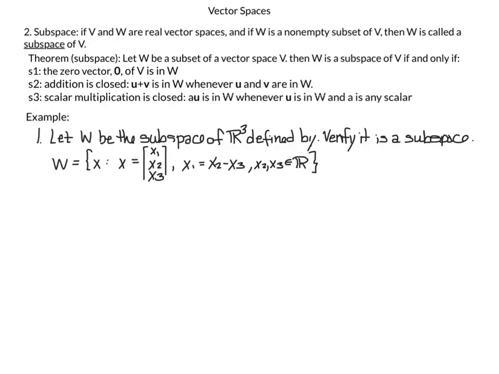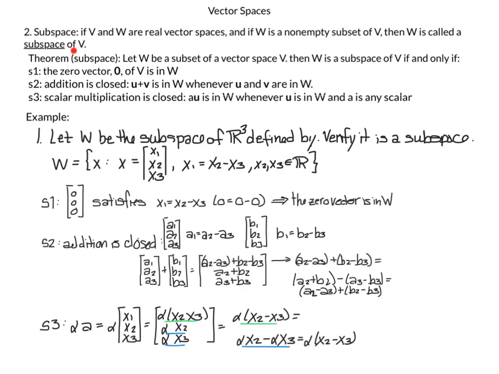So our first example: let W be the subspace of R3 defined by W equal to vectors x, where x is equal to x1, x2, x3, where x1 is equal to x2 minus x3, and x2 and x3 are just real numbers. We want to verify it is a subspace. By our theorem, we have these three things to verify. First, we need to show that the zero vector is in W. In other words, that 0, 0, 0, our zero vector of R3, qualifies to be in W, which it does because we just need x1 equal to x2 minus x3, and for 0, 0, 0 this is definitely satisfied. So the zero vector is in W.